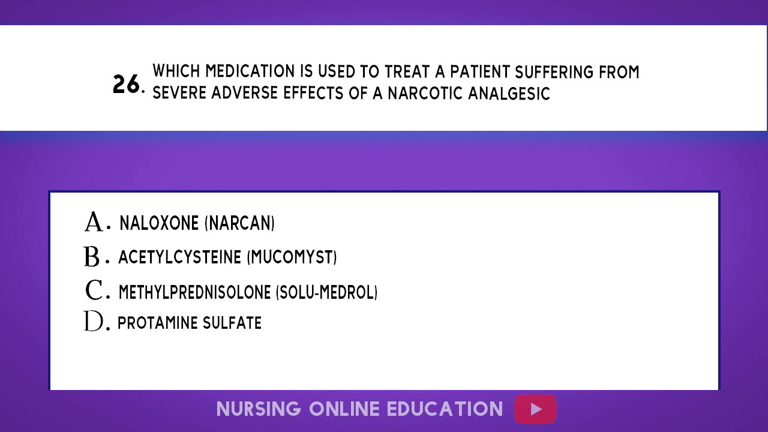26. Which medication is used to treat a patient suffering from severe adverse effects of a narcotic analgesic? A. Naloxone, Narcan. B. Acetylcysteine, Mucomyst. C. Methylprednisolone, Solu-Medrol. D. Protamine sulfate. The answer is option A, naloxone, Narcan.